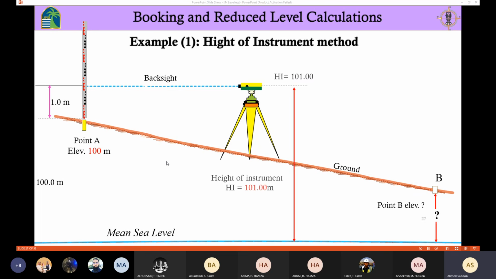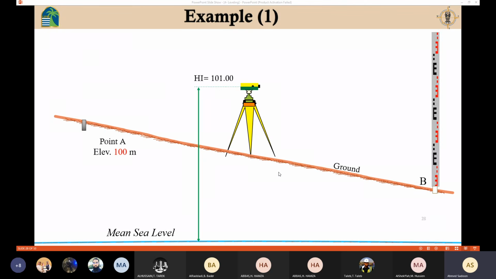Then I will be able to determine the height of instrument. The height of an instrument is the distance between the line of sight and the MSL. So the height of an instrument in this example is going to be 100 meters plus 1 meter, right? Which is 101 meters. Now I know the height of an instrument. Then I'm going to place the staff on point B. We don't know the elevation of point B. So when we place the staff on point B and get the reading, we call this foresight. And the foresight came out to be 4 meters.